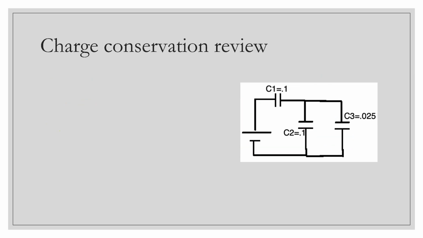Charge conservation is our next step here. Charge conservation is looking for parts that are not connected to the battery. There is one section of this circuit that is not connected to the battery, and it's this right here. As we talked about in the last slide, this is the negative side of C1, the positive side of C2, the positive side of C3. The charge on those 3 sides, this isolated piece, must add up to 0.